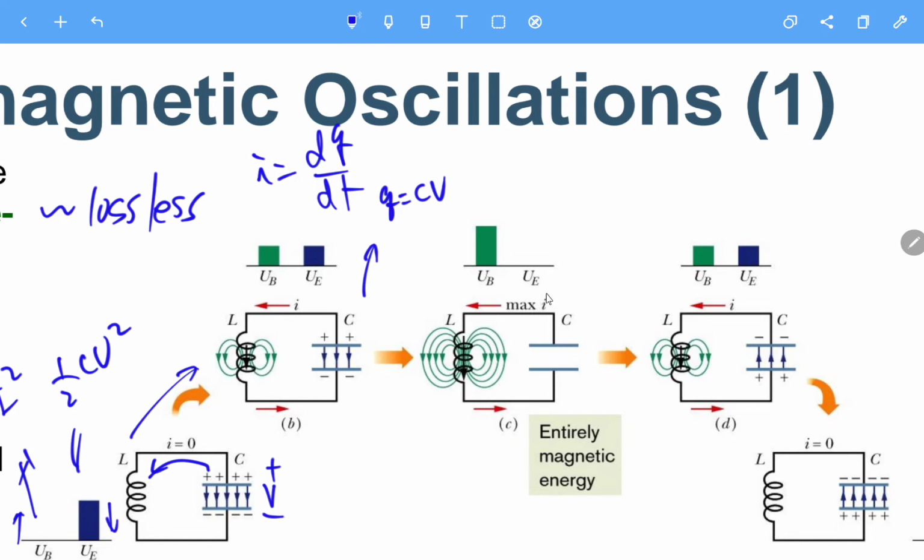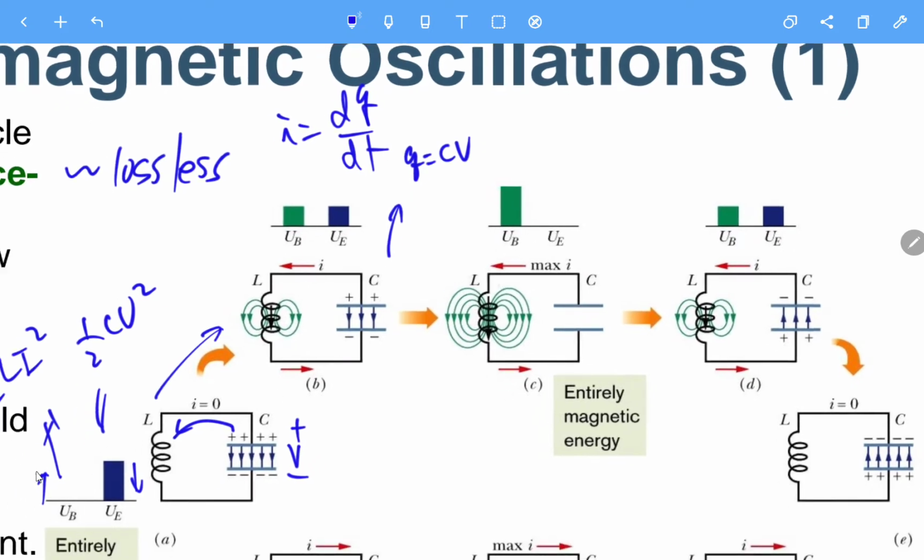So in this case, the current becomes maximized. There is no voltage difference across the capacitor, so UE becomes 0, and I is maximized. All the energy is transferred to the B field. It's just like all the energy stored in the E field is transferred to the energy stored in the B field.